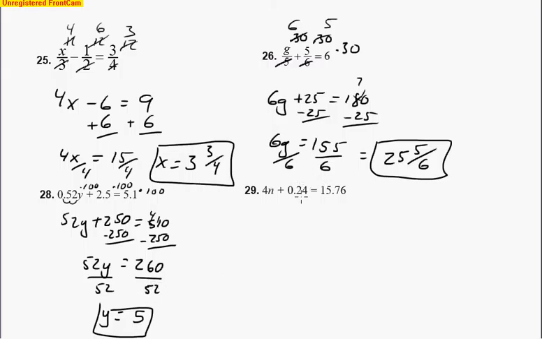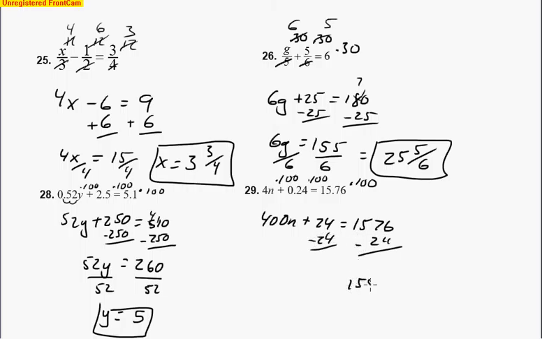So if we were to do this one, you'd have to multiply by 100 if you use this method. And that means you have to multiply the 4n by 100. So you're going to get a big number here, and that happens when you use this method, but you don't have the decimals to deal with. Say 15.76, you still have the same number of digits here. So I subtract the 24 from both sides, and that leaves me with 15, 5, and a 2. So 1552 divided by 400n.